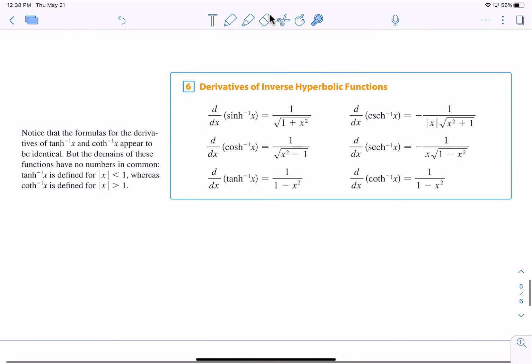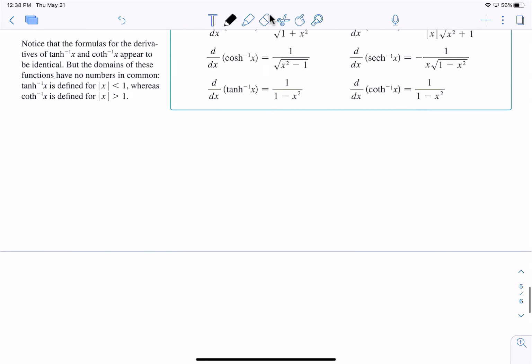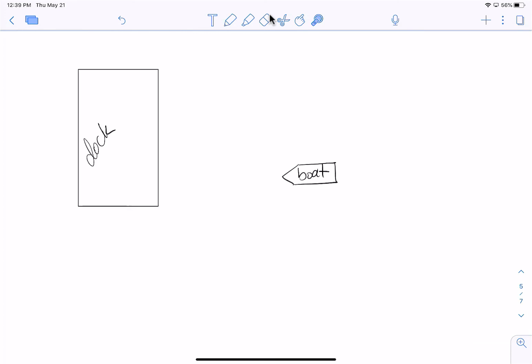I don't require anybody to memorize these formulas at all. I just want you to know that they exist and be able to use them if they show up in any of our work. Just as we saw that the hyperbolic functions show up here and there, like a catenary and in the St. Louis Arch, in the case of a boat approaching a dock, I know, that came out of nowhere, right?